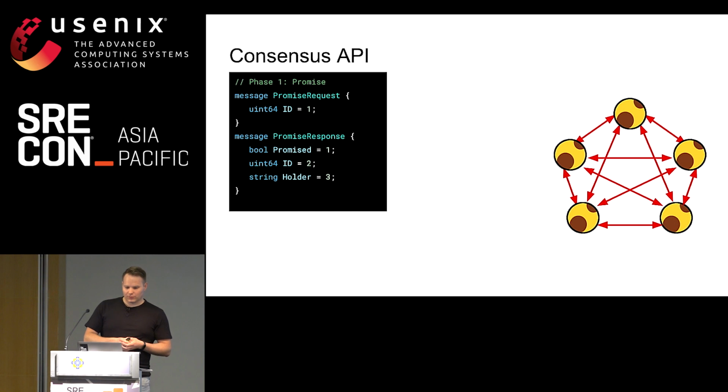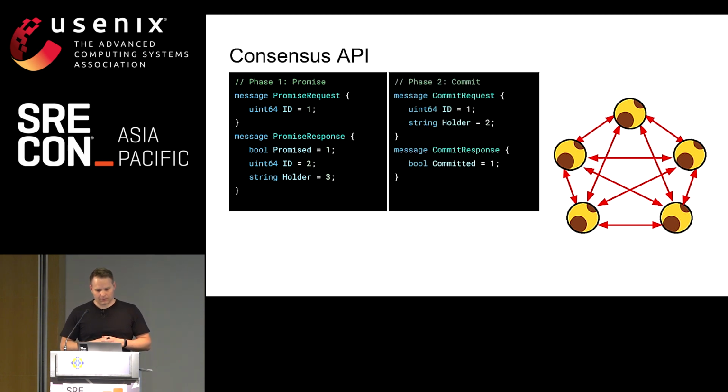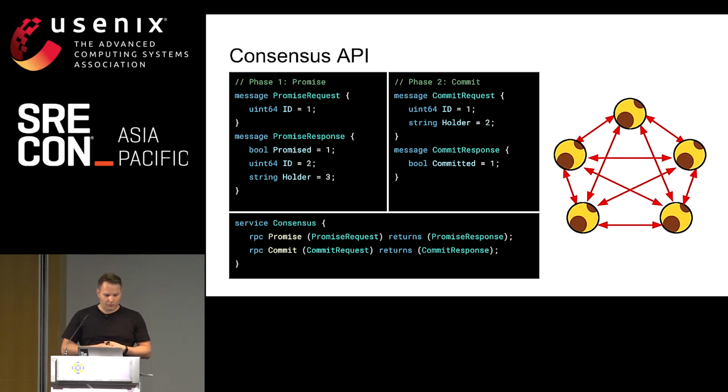The consensus API is a bit more complex. We have a promise request where we send the ID of the next Paxos run, and we have a promise response that tells us whether or not the value has been promised, the ID of any previous consensus, and the value of any previous consensus. And the commit request is similar. We send the ID of the run, and this time the value that we want the Quorum to agree on, and then the commit response tells us whether or not the value has been committed. Again, I think the commit response is not really needed. This both is exposed as an RPC for promise and commit.